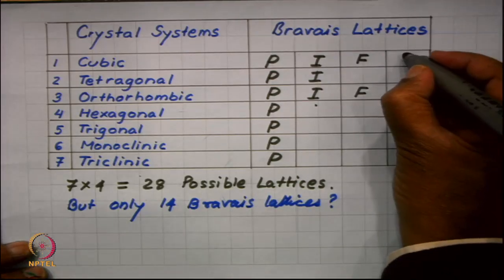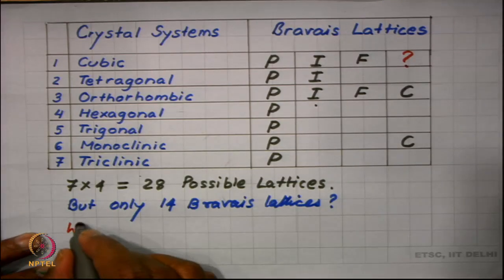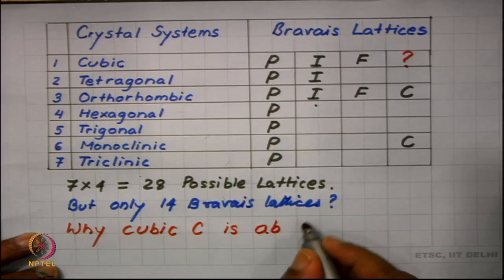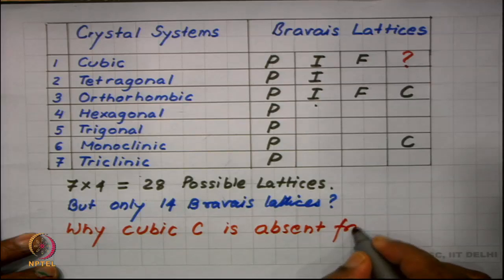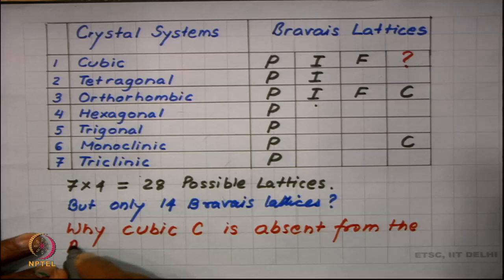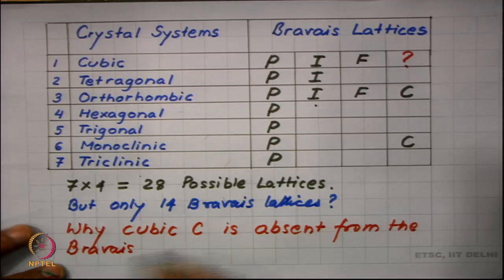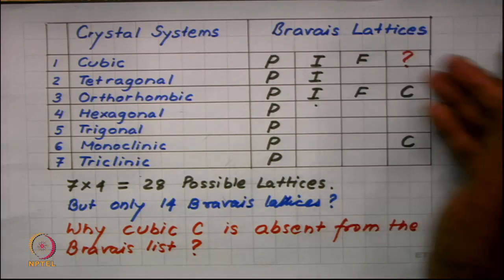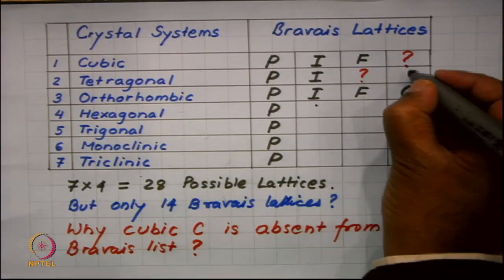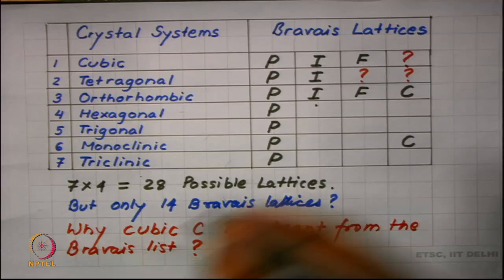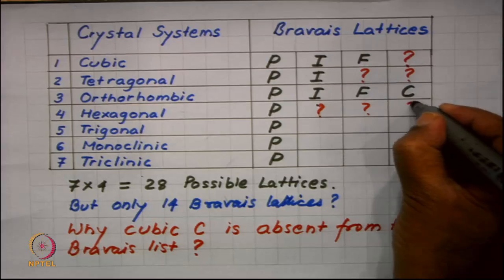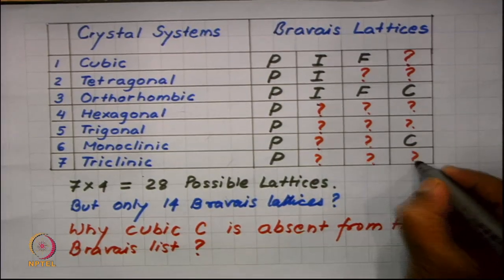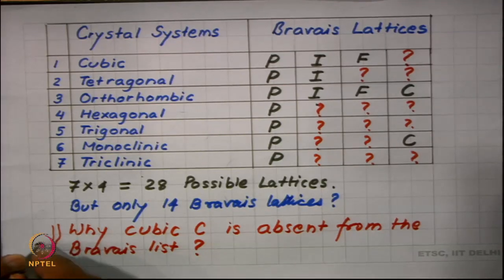In particular, why do not we have cubic C? Why cubic C is absent from the Bravais list? Of course, a similar question can be asked for all other empty boxes. Why is tetragonal F not there? Why is tetragonal C not there? And so on. So, all these empty boxes are a question mark, and it is this question which we will take up in the next video. So, this will be our starting point for our next videos.